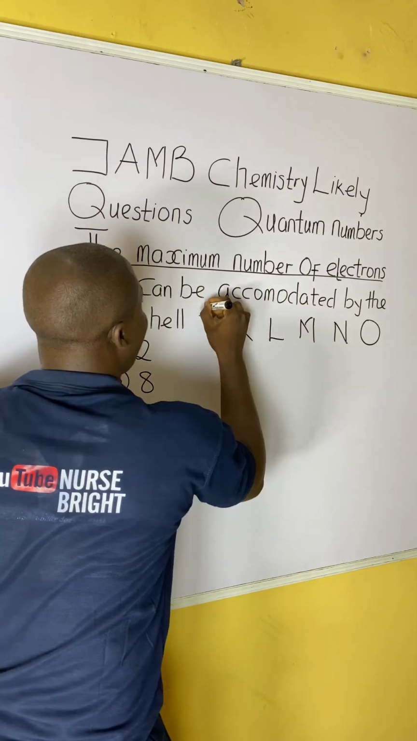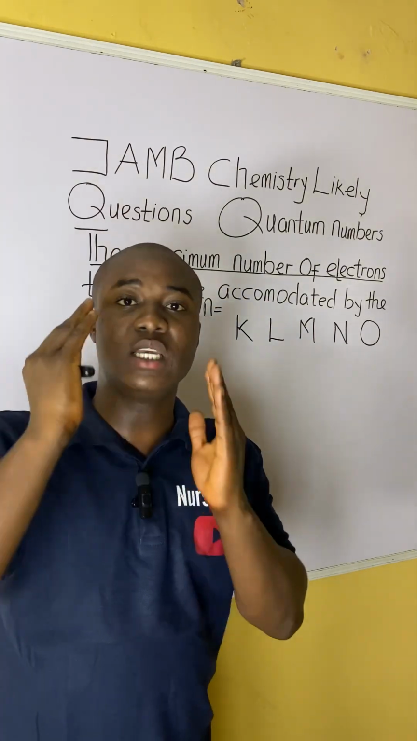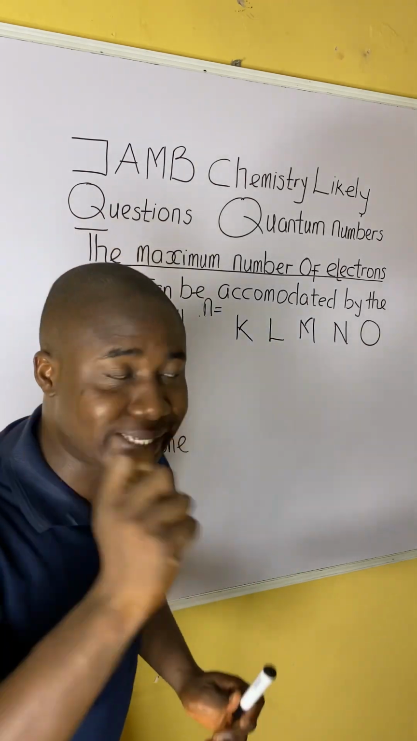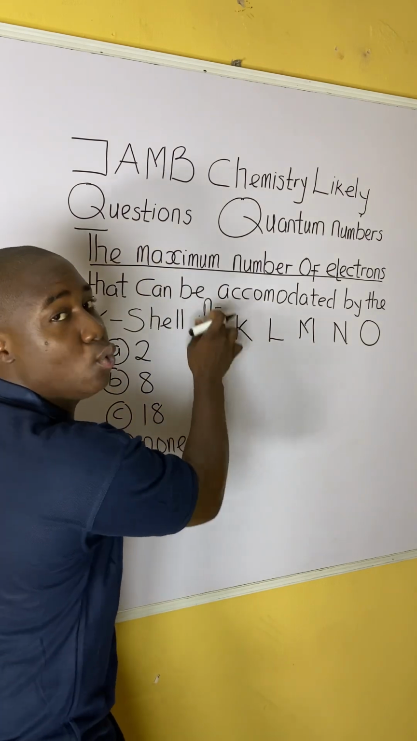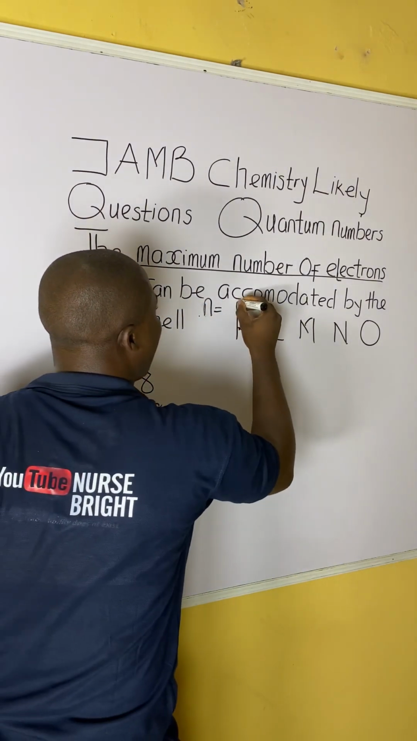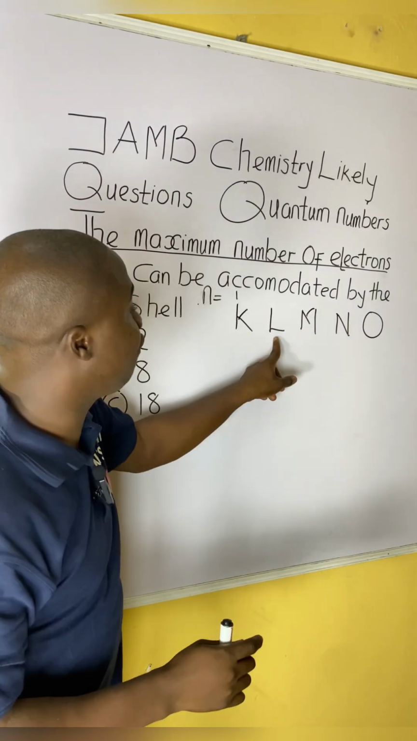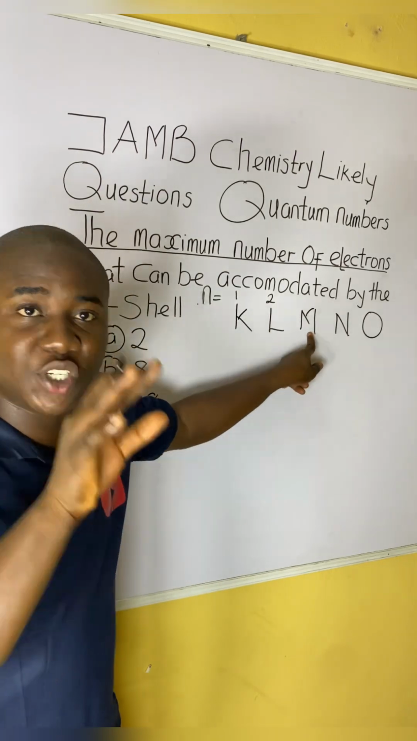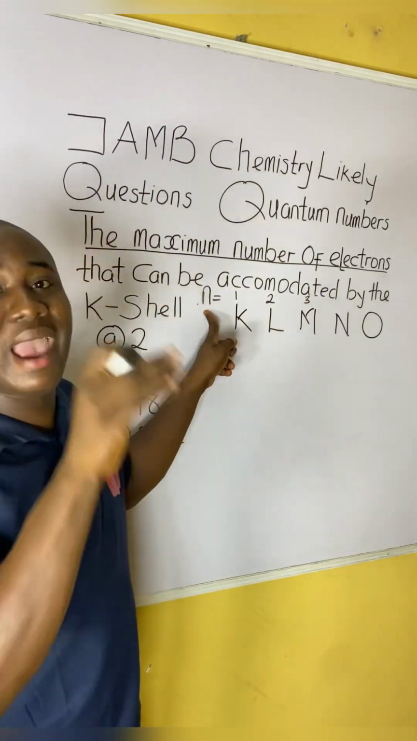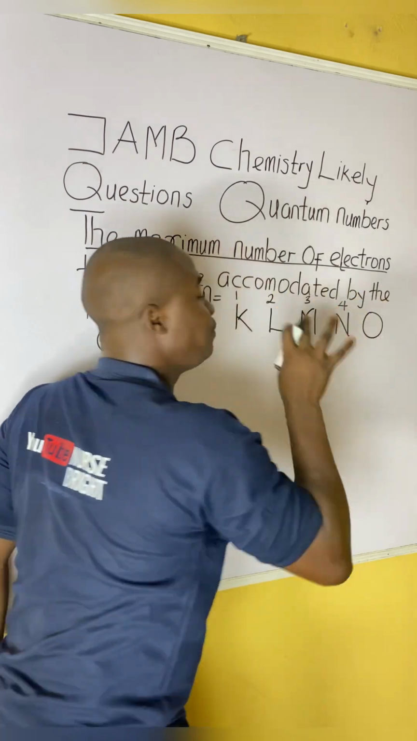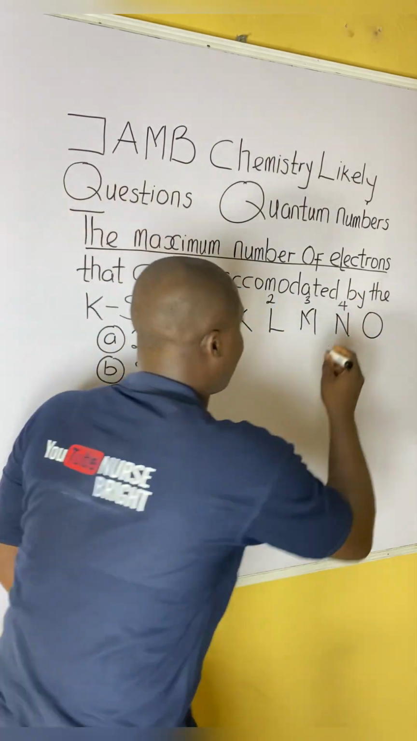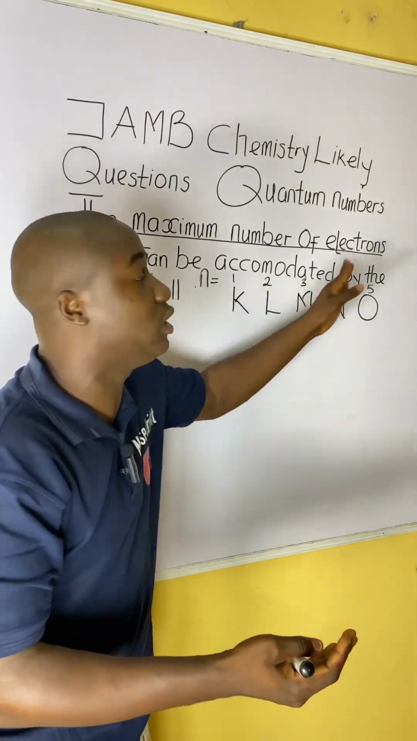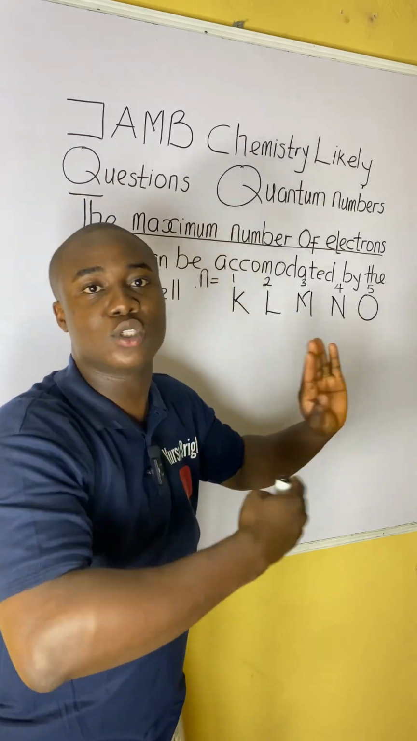Listen carefully. So n, the principal quantum number, determines the numbers that should be allocated to all of these shells. For the K shell, the n value is 1. Moving further, the n value for the L shell is 2. The n value for the M shell is 3. The n value for the N shell is 4. And the n value for the O shell is 5. So you can see that all of these numbers are written serially: 1, 2, 3, 4, 5. If there were other shells, it continues.